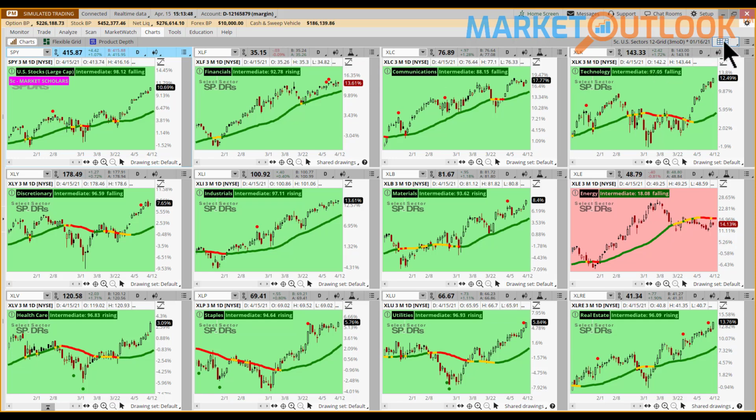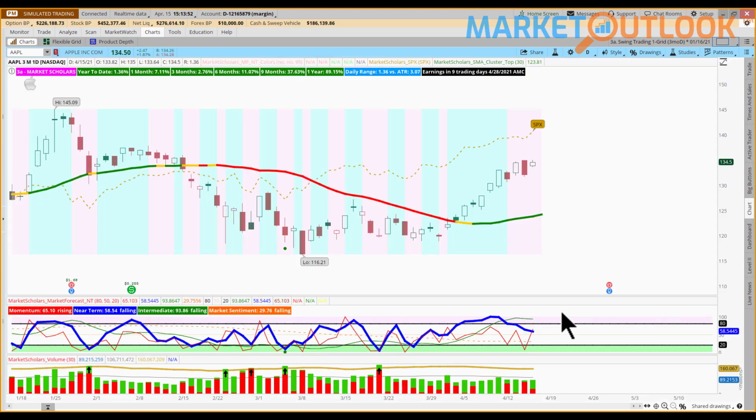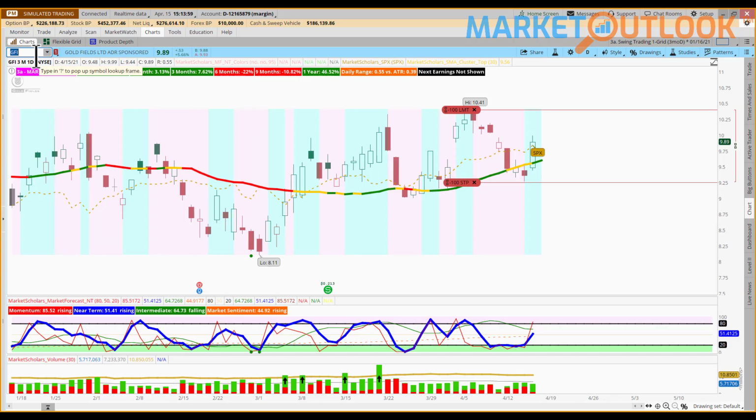All right, let's get into our trade application example. And for this, I'm going to come over here to the swing trading one grid, and I'm going to pull up ticker symbol GFI. Those of you that have traded gold stocks in the past might be familiar with this. This is a stock that's been around for a long time. It's not a very big company, and it's based in South Africa, so it doesn't get a whole lot of publicity or press, but this is a stock that's been around for many decades. And it's kind of a tiny little sub $10 company.